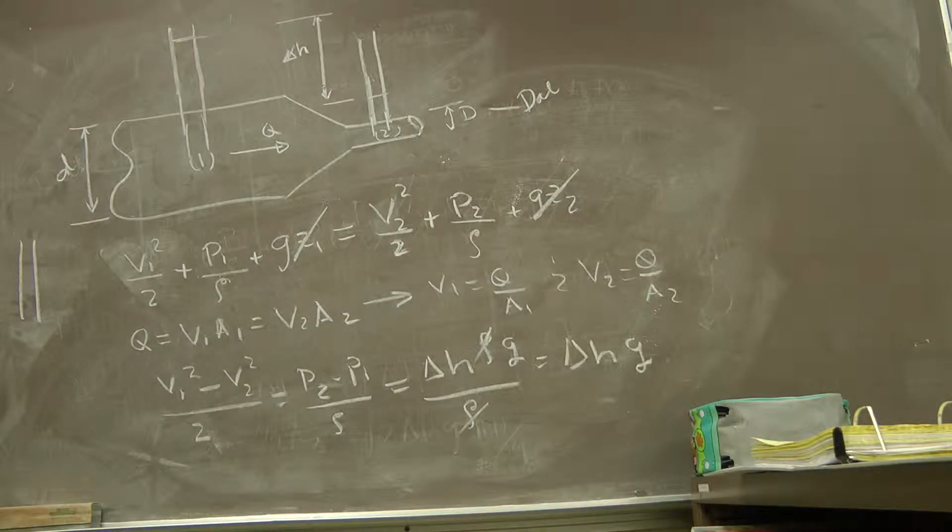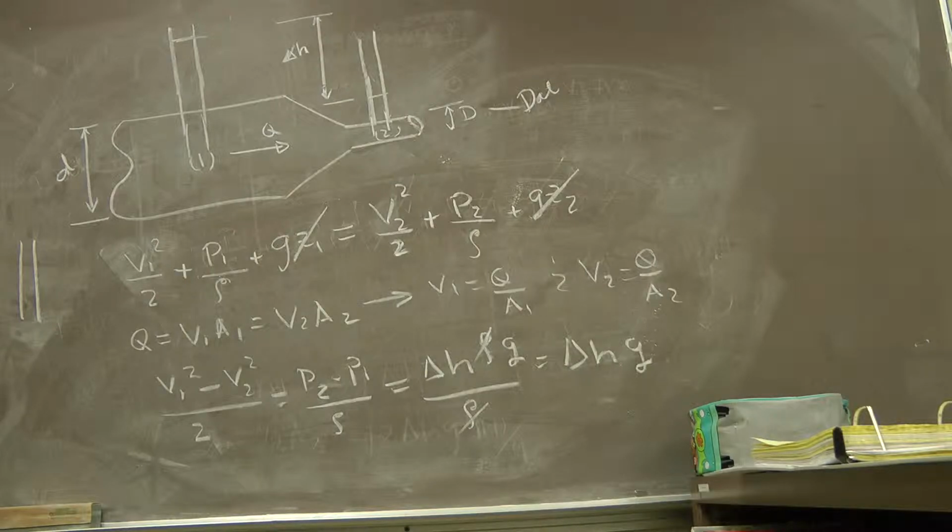One I've called little d here, and the other I've called big D. So A1 is going to be little d squared times pi over 4, and A2 is going to be big D squared times pi over 4. I didn't bother to write it, but you would know that. So A1 and A2 are knowns, and Q is now our unknown.